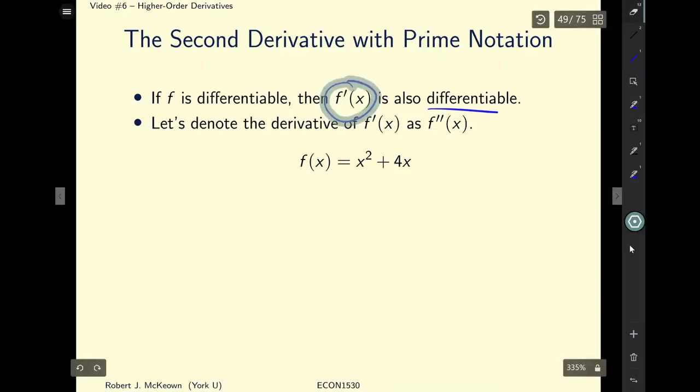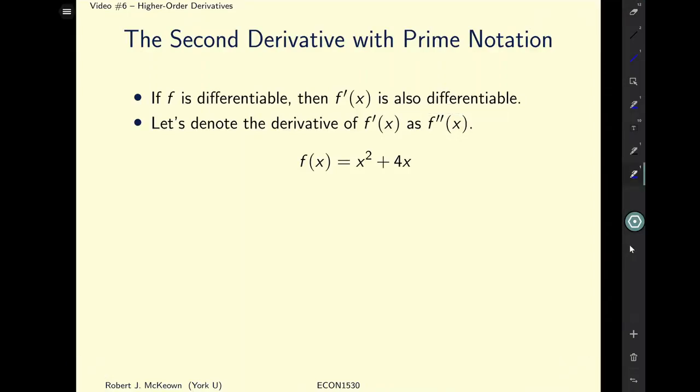And so in prime notation, we just take the second derivative and we illustrate it with an additional prime. So here's a function. We've got f of x is equal to x squared plus 4x. By now, you know that the derivative is equal to 2x plus 4.